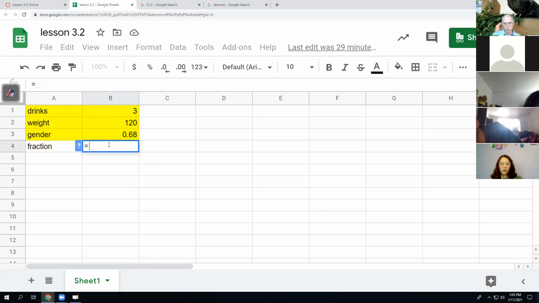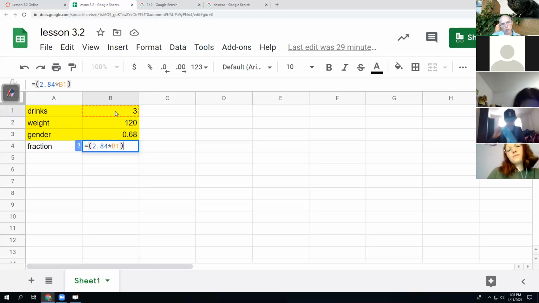Since it's a fraction with more than one thing in the numerator, you should put a parentheses, and then I have the 2.84 number times, and the drinks are right on the screen, so I just click on them, and the computer says, you clicked in cell B1. And I say, yes, I did. Then I close the numerator, multiply with the asterisk, and the denominator needs parentheses because it's more than one thing, and then I just click on the weight, asterisk to multiply, and then click on the gender, and then close the parentheses. And I made a mistake.